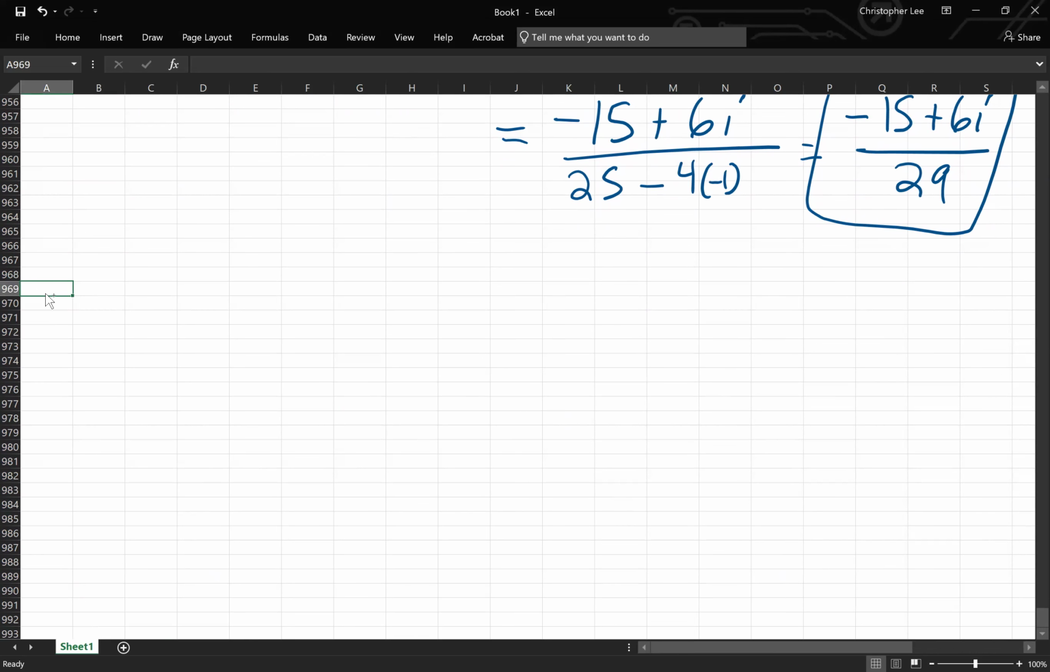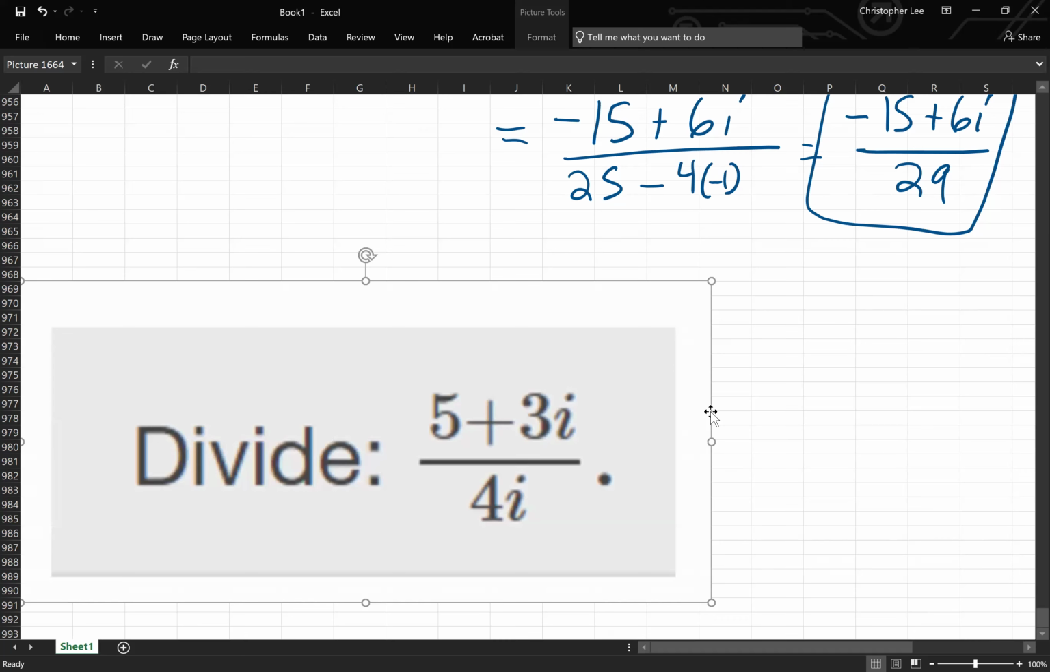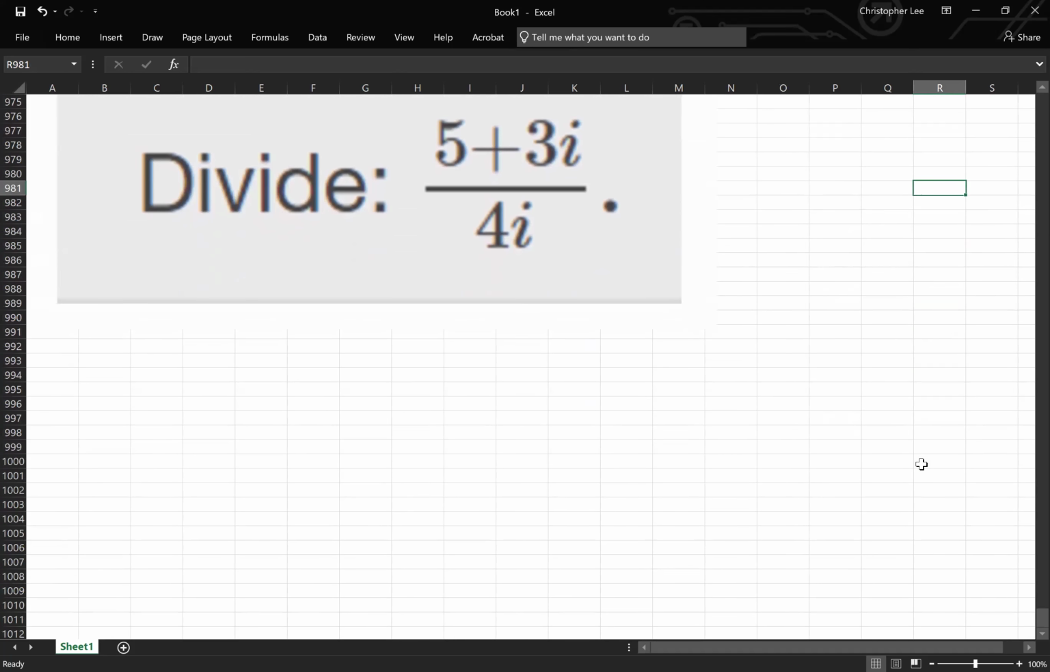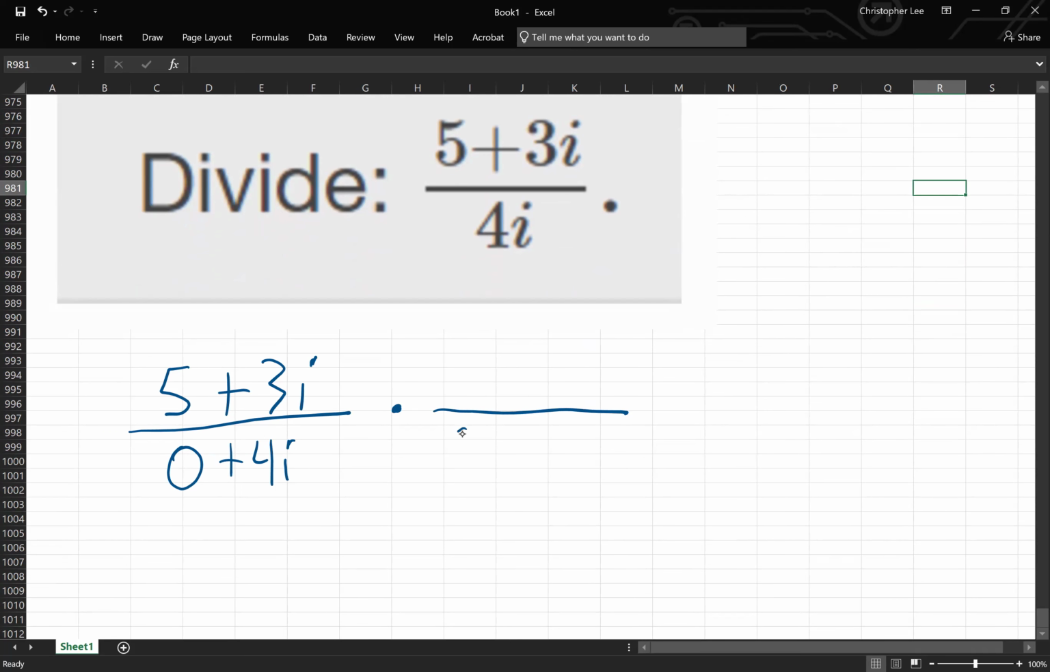All right, real quick. Take a look at this question. This one's a little bit different now. It says I want to divide 5 plus 3i over 4i. Watch how I do this question. This is going to become 5 plus 3i. But instead of just 4i, I'm going to have 0 plus 4i, because I want to represent my real number. So what's my conjugate going to be? It's going to be 0 minus 4i.